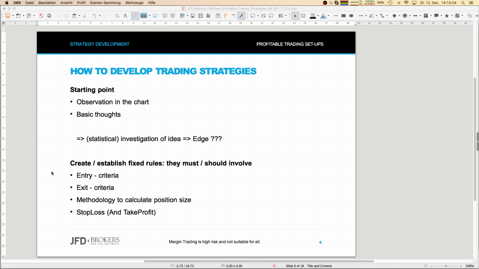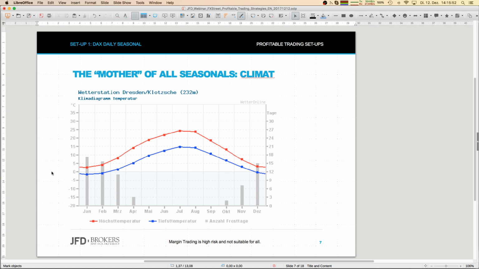And of course, the two trading setups I will present later, they exactly follow that methodology here. Good. The first trading setup I want to show and to share with you is the DAX daily seasonal.